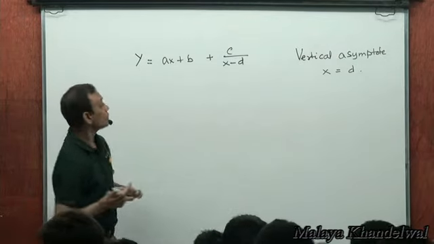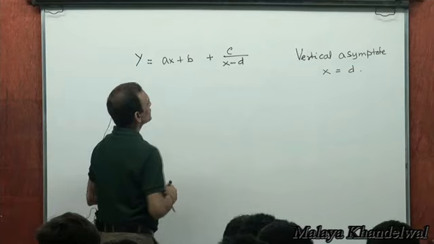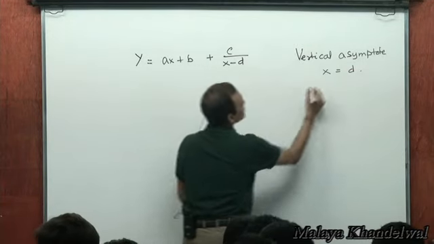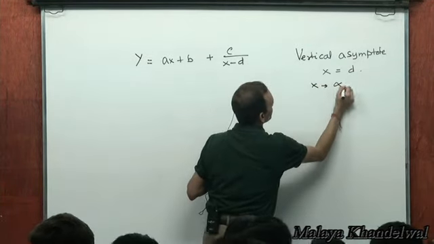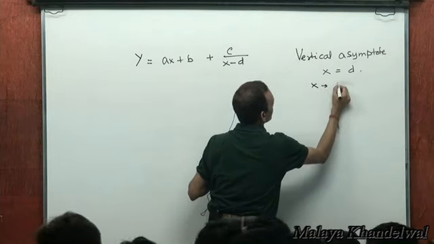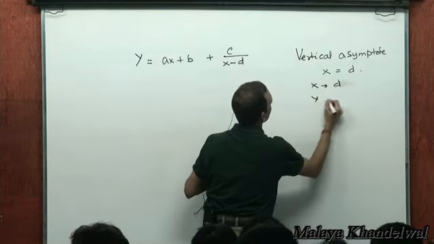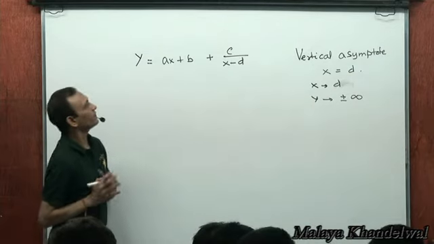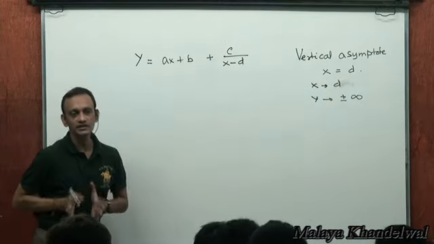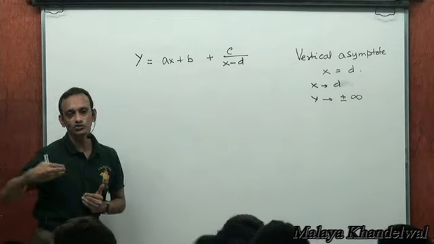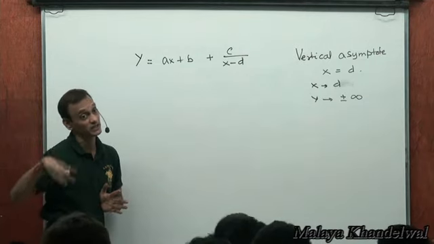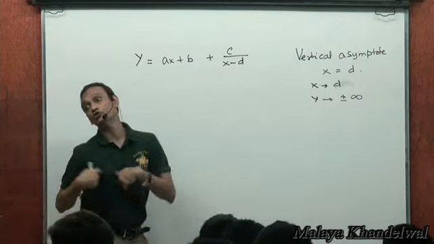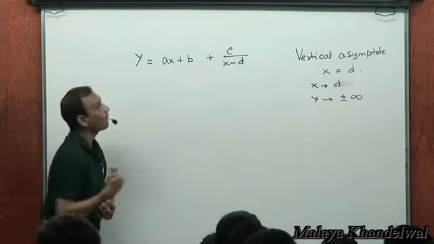Not only that, this is because as x tends to d, y would tend to either plus or minus infinity, isn't it? Depending on whether x tends to d from the greater than d side, it will tend to plus infinity, and from the less than d side, it will tend to minus infinity.